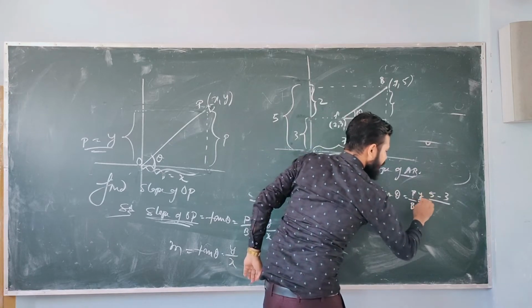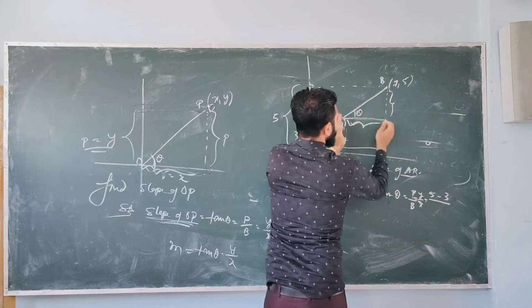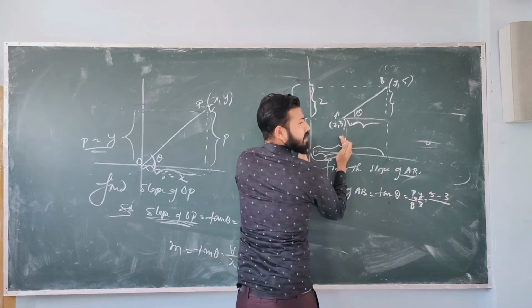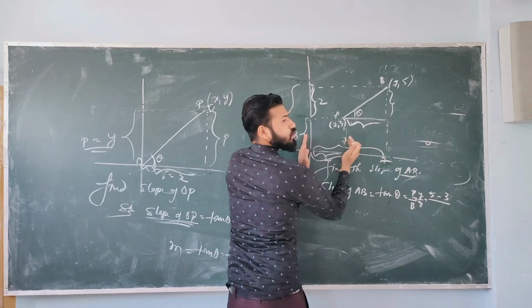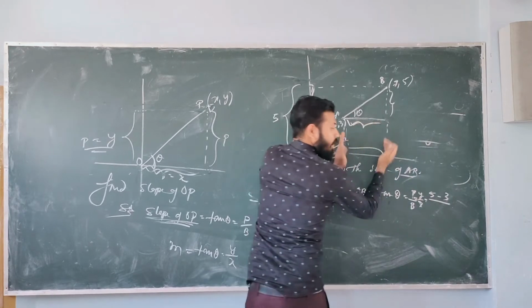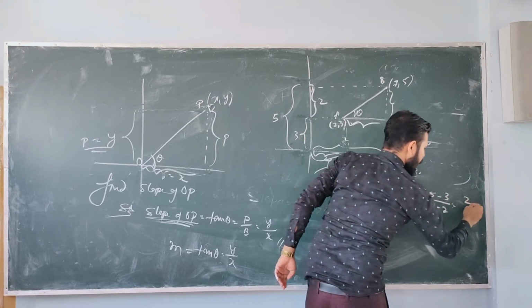B is what? x, the difference of x values. What is the value of x? How much is this? This much minus this much. This much is 7, and this much is 2. 7 minus 2 is 5. That means the slope is going to be 2 by 5.